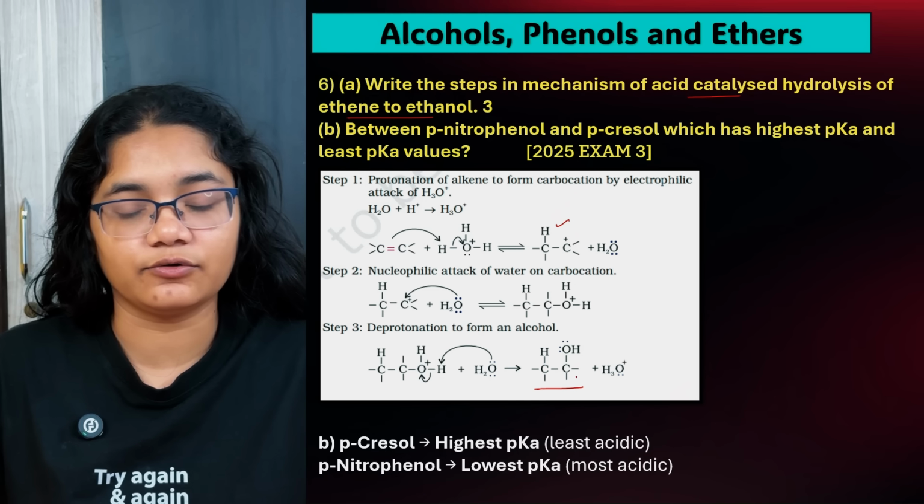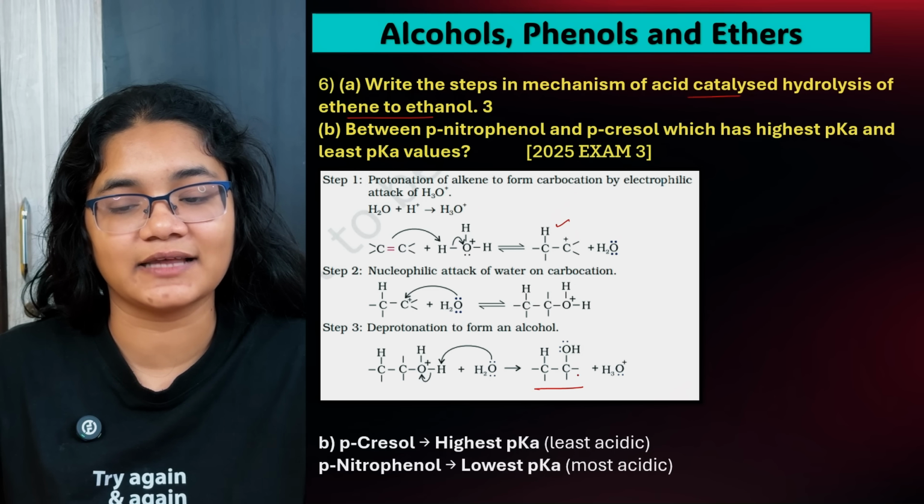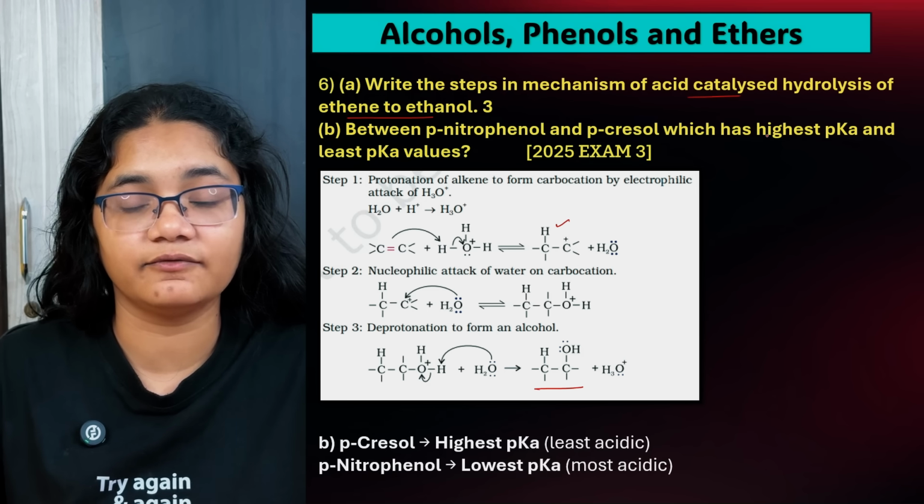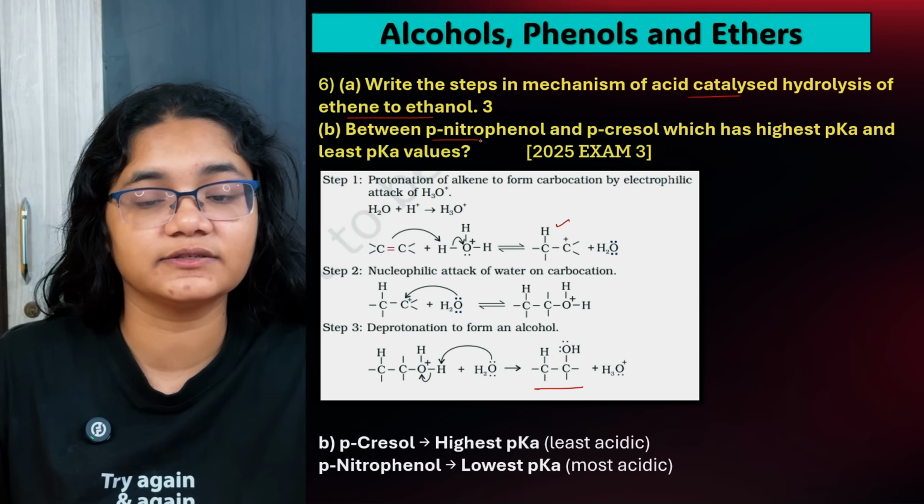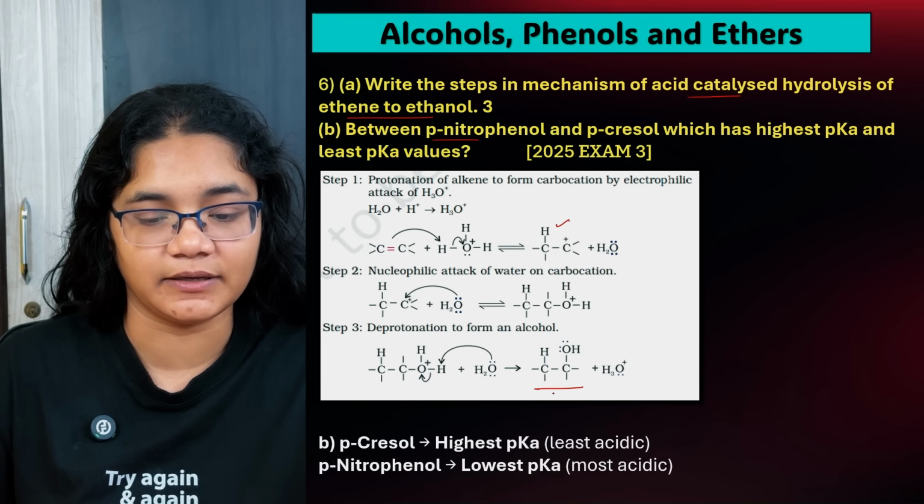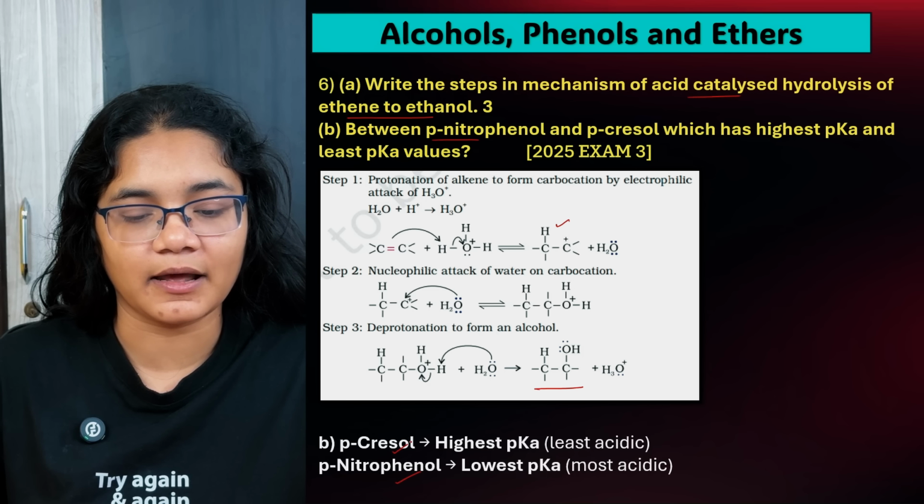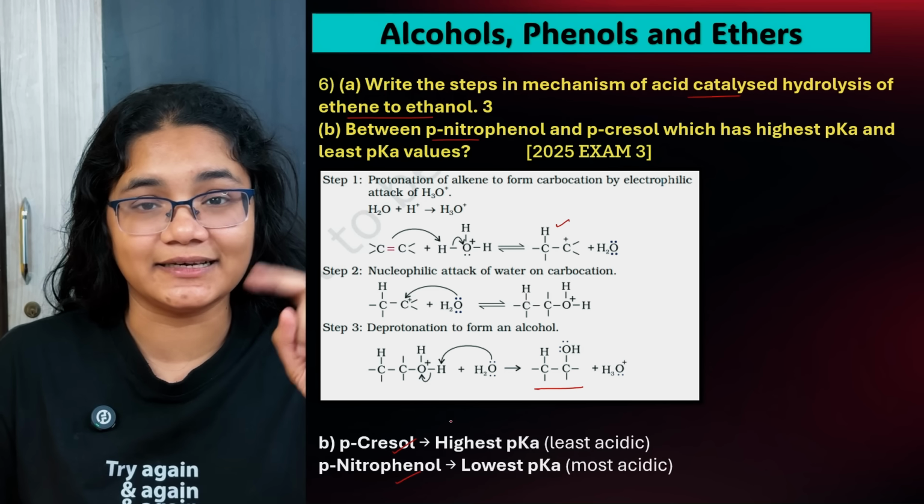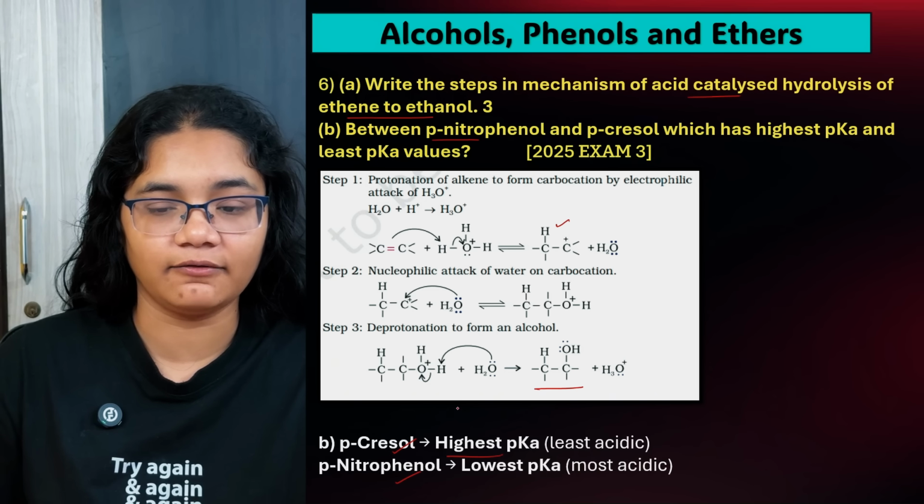Between para-nitrophenol and para-cresol, which has the highest pKa and least pKa values? Para-nitrophenol is more acidic, so it will have the least pKa value. Para-cresol has a CH3 group, which is an electron donating group, so it is least acidic, so it will have the highest pKa value.